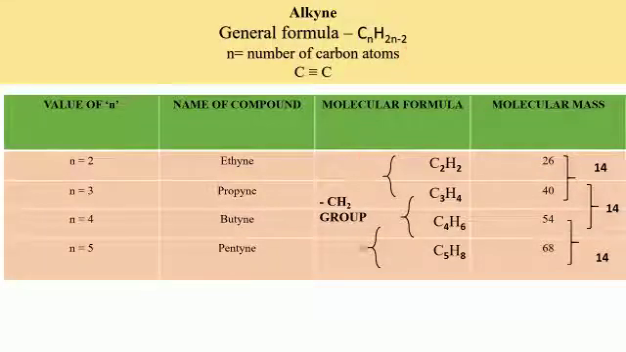So this is the case with any homologous series, and you will find that the consecutive members differ by a CH2 group in molecular formulas, and they differ in the molecular mass by 14.